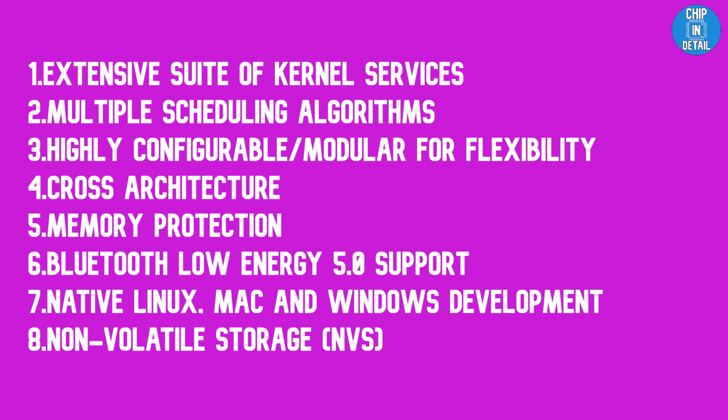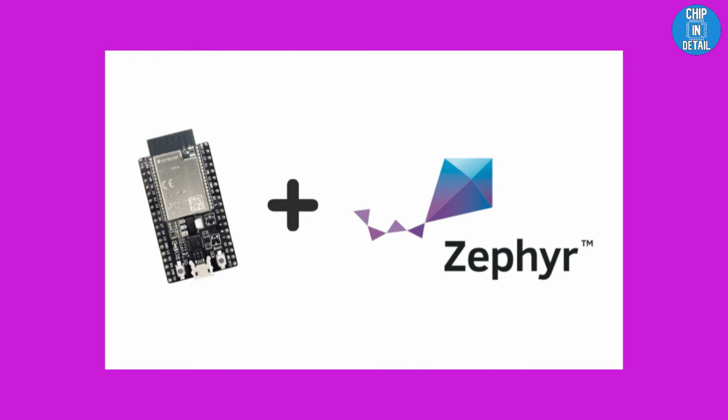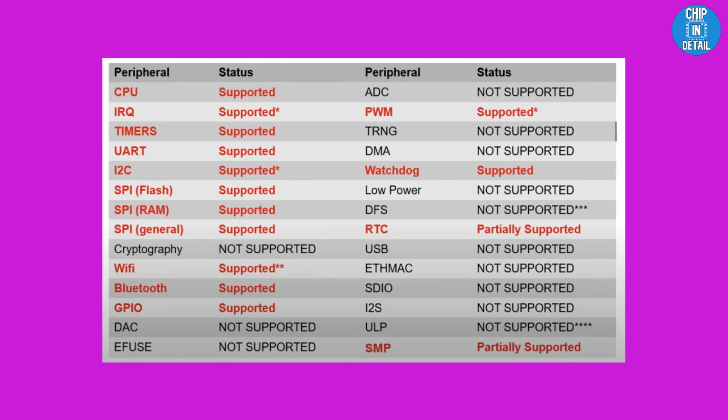Zephyr offers a large and ever-growing number of features including extensive suite of kernel services, multiple scheduling algorithms, highly configurable or modular for flexibility, cross-architecture, memory protection, BLE 5.0 support, native Linux, macOS and Windows development, non-volatile storage. Zephyr RTOS's Tensilica Xtensa support essentially means that you can take the Zephyr RTOS for a ride on your cheap ESP32 board. This is the current support status for different peripherals on ESP32 running Zephyr RTOS.